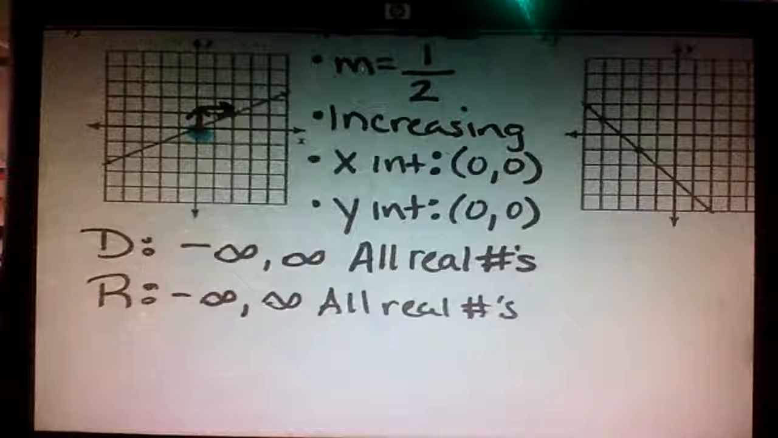Because it's not going to continue in both directions. Okay, so more often than not, your domain and range for a line will always be the same. Negative infinity to positive infinity. Because it's going to continue to go, whether it's an increasing line or a decreasing line. If those arrows are there, it is continual. So this part of it, never going to change.